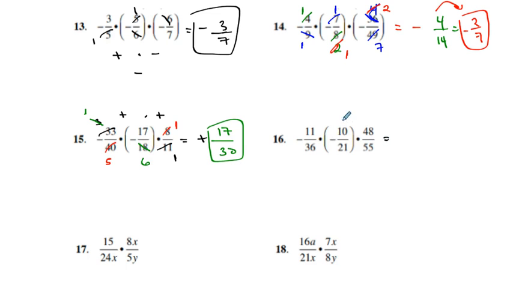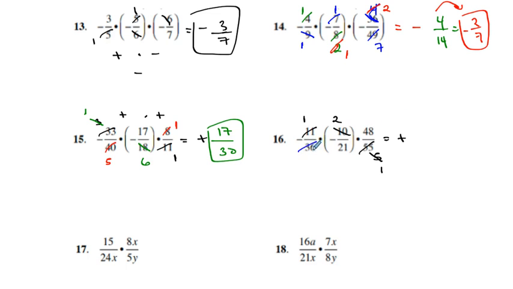Negative times a negative is a positive. Positive times a positive is also going to be a positive. So my answer is going to be positive here. Let's see what goes into what. So 11 and 55. 11 goes into itself once, into 55 5 times. Here's 5 and 10. So 5 goes into itself once, and 5 goes into 10 twice. So that takes care of that.